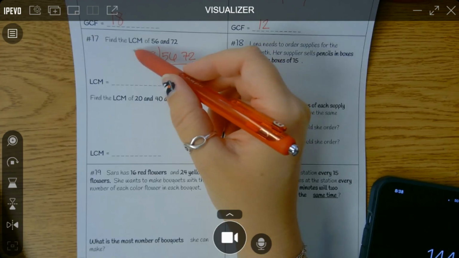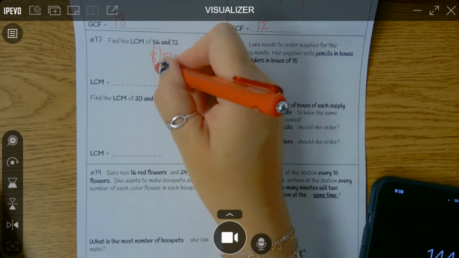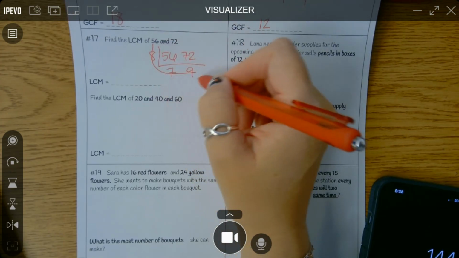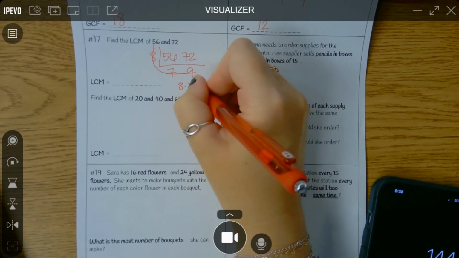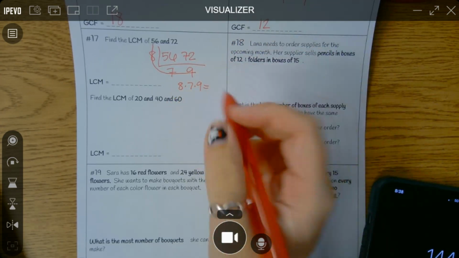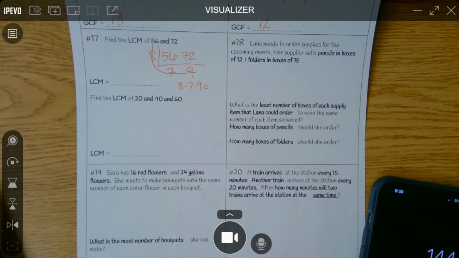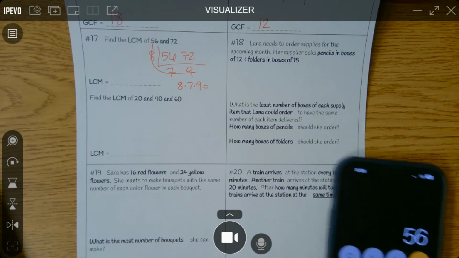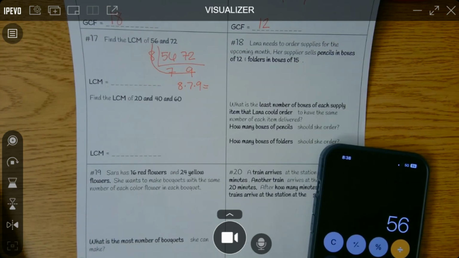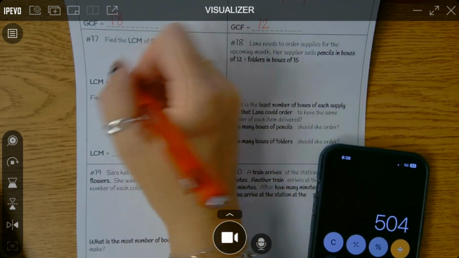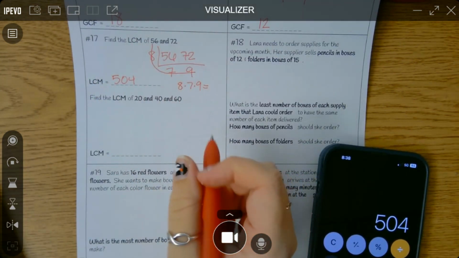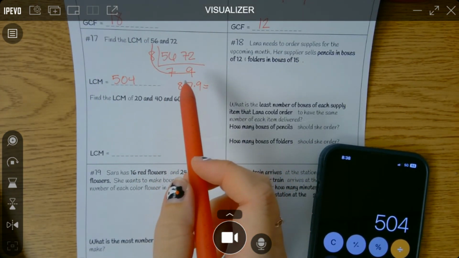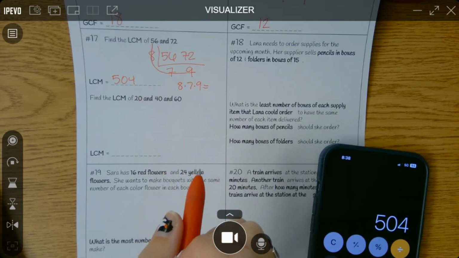But I'm asked to find the LCM, so I can do this all along the outside, the L for LCM, and just multiply those together. 8 times 7 times 9. Well, 8 times 7 is 56, and then you have 56 times 9, and you get 504. So my LCM is 504. That's the first number that both 56 and 72 can multiply to become.